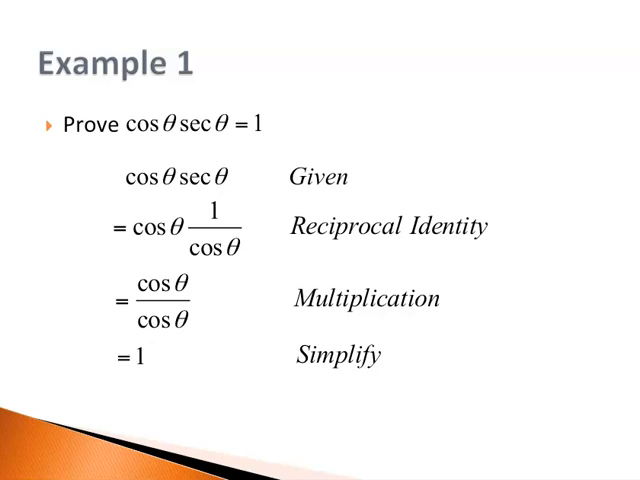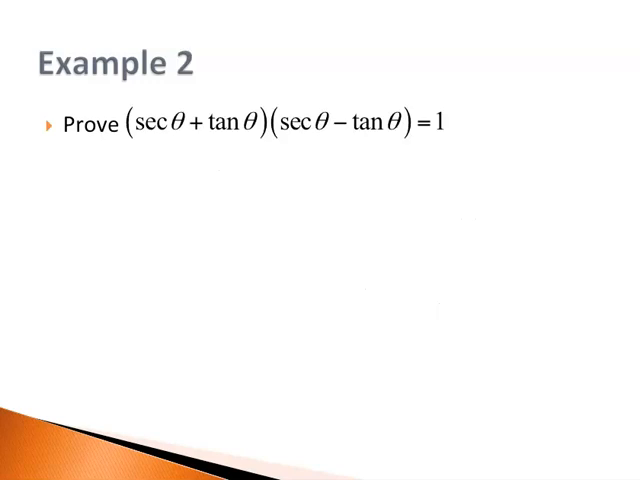Let's take a look at example 2. Prove that secant theta plus tan theta, in parentheses, times secant theta minus tan theta, in parentheses, equals 1. Okay, it looks like the left-hand side is the side that's more complex, so let's start with that, and that's given. Now for a problem that has things in parentheses, and on the other side I notice it's very, very simplified, I'm going to start by multiplying everything out. Now this is going to make it seem more complex, but it will help us to simplify the problem.